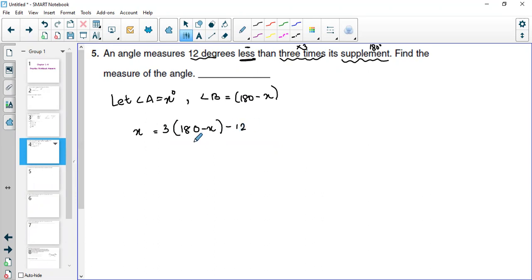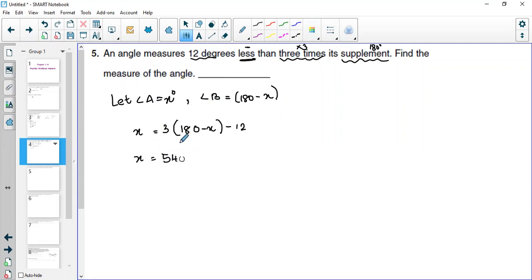So how did I get this? I already read the question. I highlighted the important parts, and then I have to put them in a math sentence properly. So first I said let angle A be x, because we don't know both the angles, so we have to find an angle. And then let the supplement of that be 180 minus x. So according to the question, they said it is 3 times and 12 degrees less. So let's solve this.